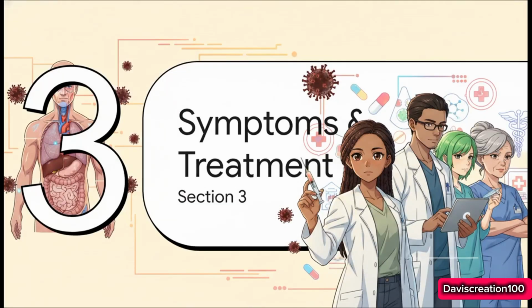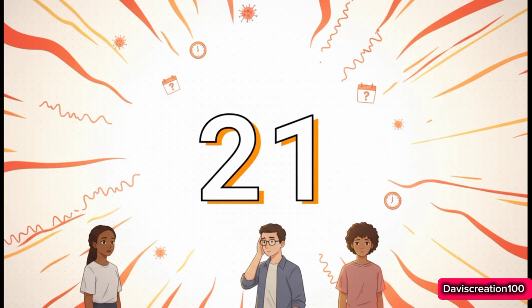All right, Section 3, symptoms, diagnosis, and treatment. Let's talk about what happens when the virus actually enters the human body. Take a look at this time frame, 2 to 21 days. That is the incubation period. And honestly, it's what makes this disease so incredibly tricky to track and catch early. A person could be exposed to Ebola and then just go about their normal, everyday life for up to 3 weeks before showing even a single sign of illness.